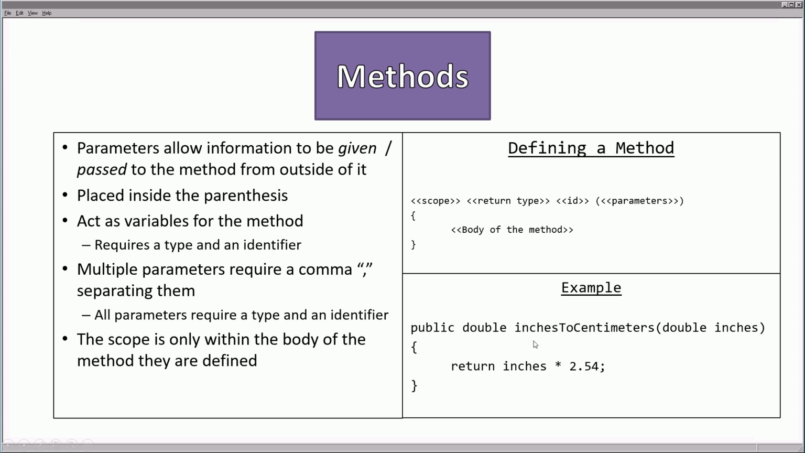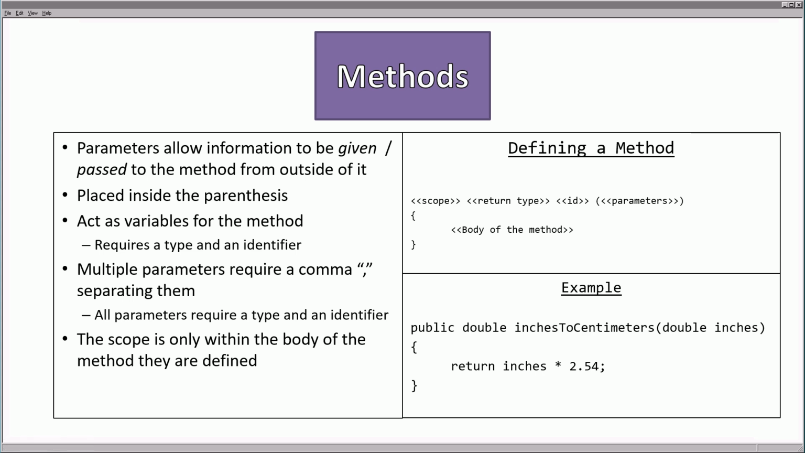Now, what are we doing? Well, we're converting inches to centimeters. In order to do this, we need to be provided information in order to calculate this. This means we need a parameter, and here it is right here, double inches. So this value is passed inside of here, and it stores that information inside of this parameter, inches. Then we return this value multiplied by 2.54.